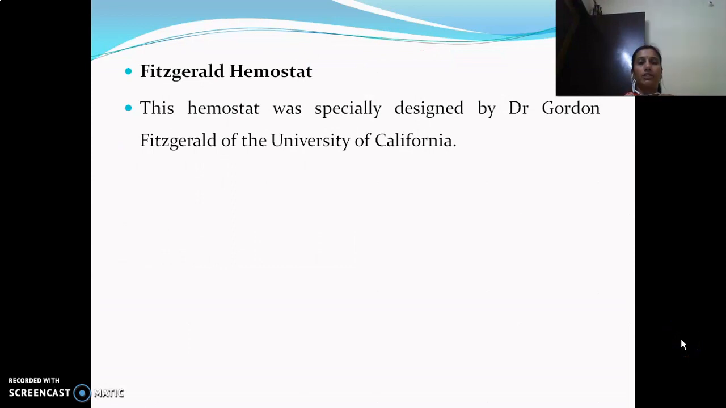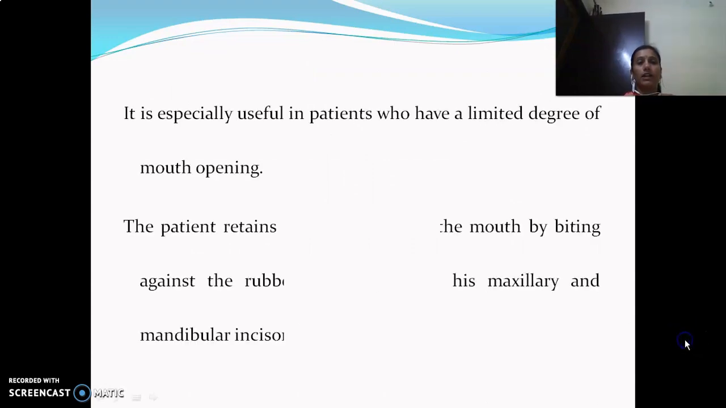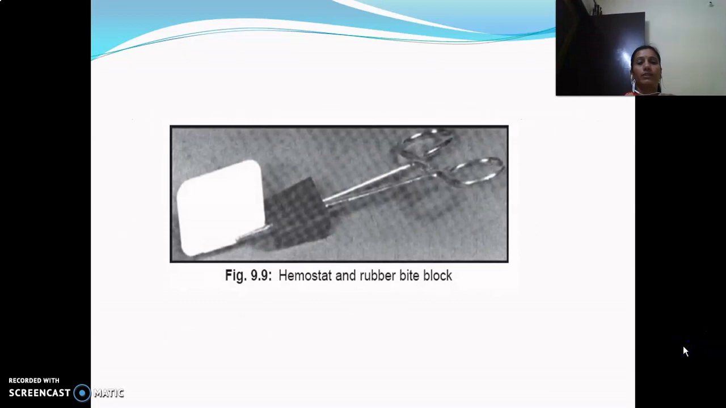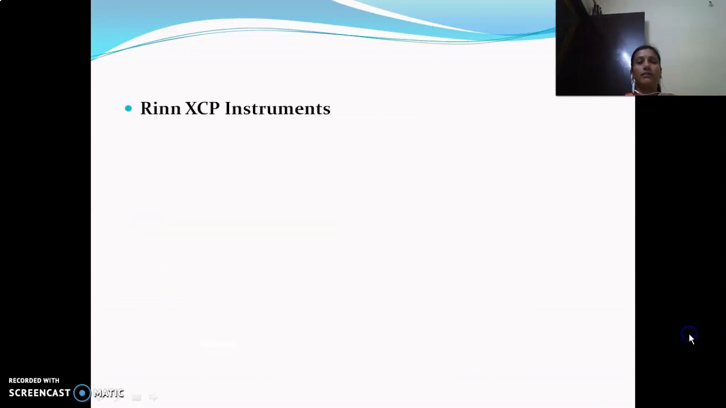Next is the Fitzgerald hemostat, which was designed by Dr. Jordan Fitzgerald of the University of California. It is used in patients with limited mouth opening. So this is a diagram showing the hemostat and a rubber bite block. These are the disposable stable bite blocks which were used earlier.